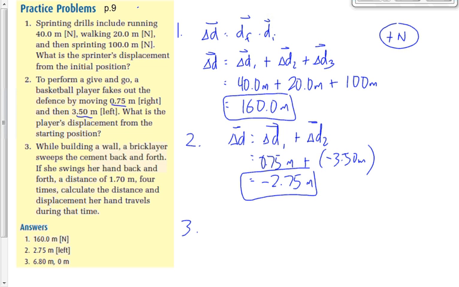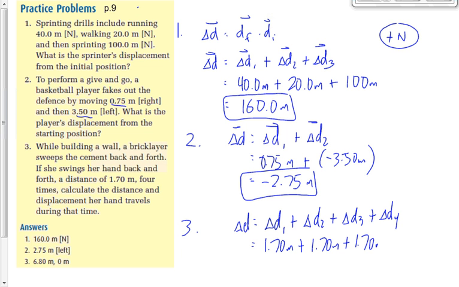Finally, question number 3. While building a wall, a bricklayer sweeps cement back and forth. If she swings her hand back and forth a distance of 1.7 meters 4 times, what's the distance and what's the displacement her hand travels during that time? Distance is going to be distance 1 plus distance 2 plus distance 3 plus distance 4. Distance without the vector sign, right? Without the little half arrow. She sweeps 1.7 meters plus 1.7 meters plus 1.7 meters plus 1.7 meters. Gives me a total distance traveled of 6.80 meters.